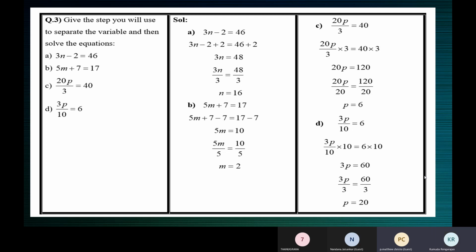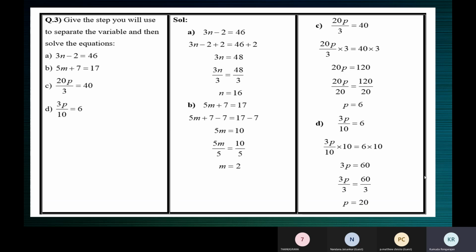So 5m is equal to 17 minus 7, which is 10. So 5m is equal to 10, ma'am. Then we should divide both sides by 5, ma'am. So the 5s will cancel, and m is equal to 2, ma'am. Very good, 10 by 5 is 2. Very good, Matthew. Thank you.